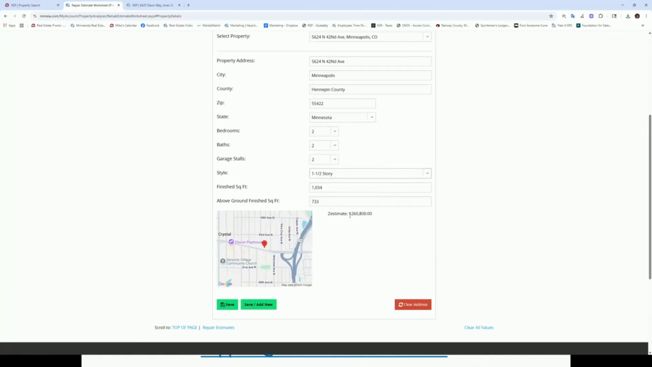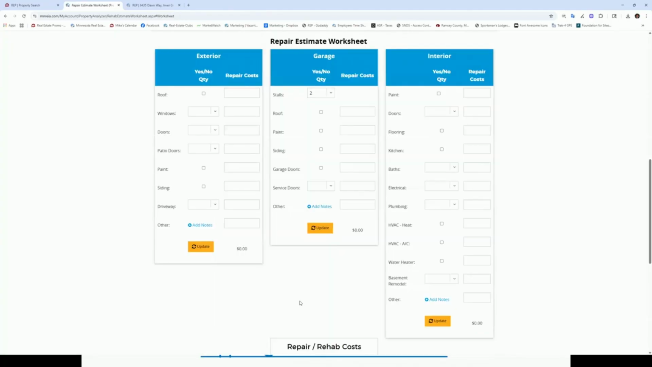So Zillow is just sharing with us what its estimate is on the property. We're not going to rely on that for our value, but it did find it on Zillow, so it is sharing with us what Zillow's estimate is. So I'll go ahead and save that. And then it brings us right down to the estimator.